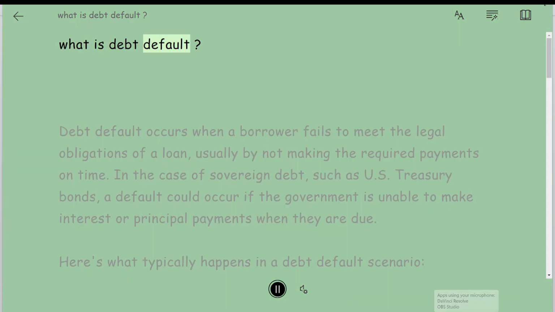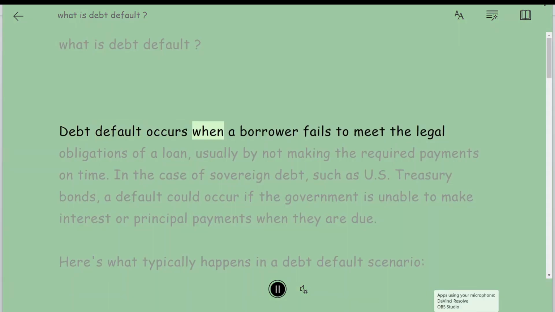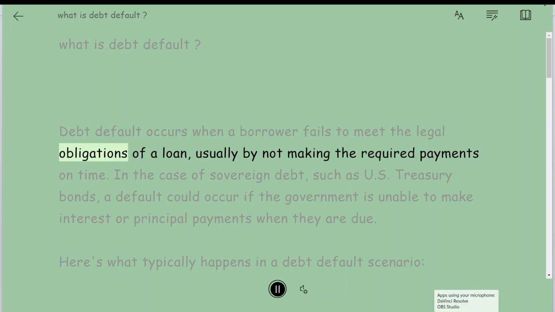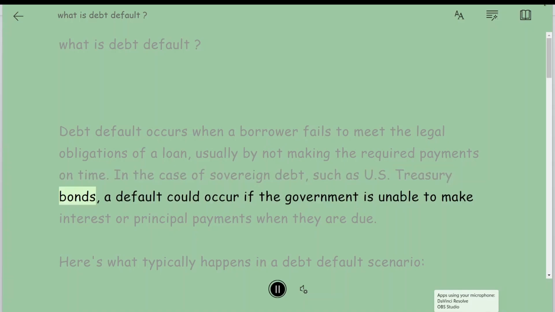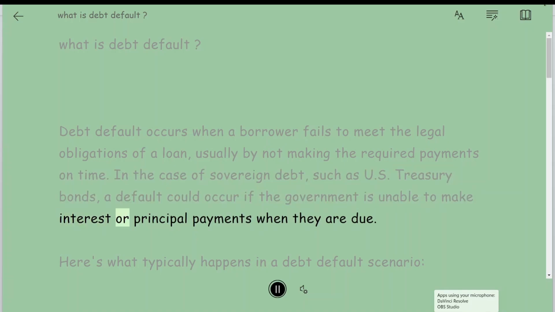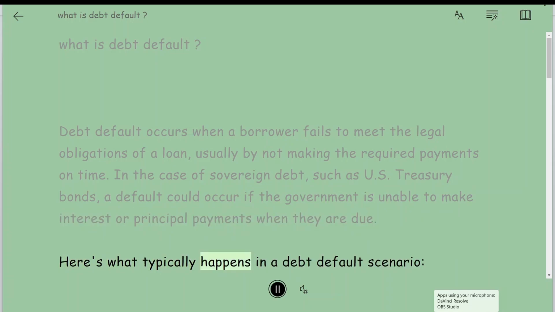What is debt default? Debt default occurs when a borrower fails to meet the legal obligations of a loan, usually by not making the required payments on time. In the case of sovereign debt, such as U.S. Treasury bonds, a default could occur if the government is unable to make interest or principal payments when they are due. Here's what typically happens in a debt default scenario.